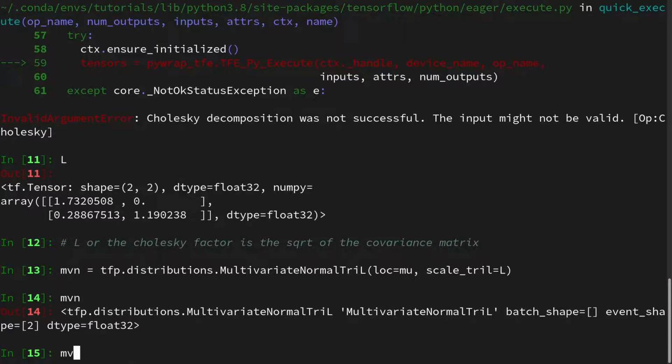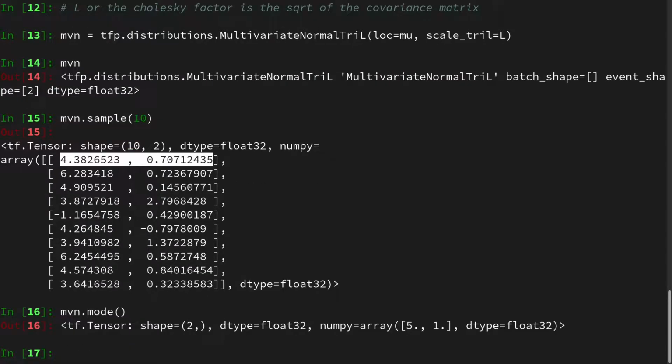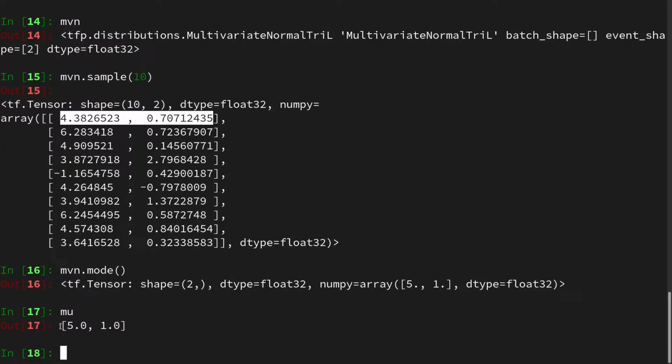And we can sample this distribution, for instance. Let's sample it 10 times, and then we get 10 values, and they are now distributed according to the mu and the covariance matrix that we defined earlier. And similar to other distributions, we can also query, for instance, the mode. And we see the mode is of course equal to the mu, because the mode is the mean of the distribution for a multivariate normal.